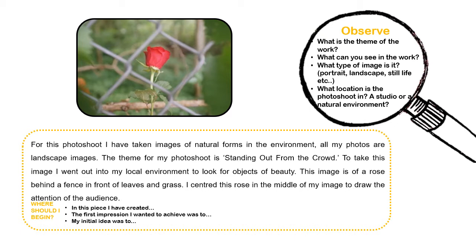So that whole section you would only need to write once, and then from this part on, you'll repeat for each photo. So I've said this image is of a rose behind a fence in front of leaves and grass. I centered the rose in the middle of my image to draw the attention of the audience. So just explain everything you can see in the image and where the focus is. So depending on where your eyes are drawn, or if there's something you want the audience to look at first, explain where you've placed that.